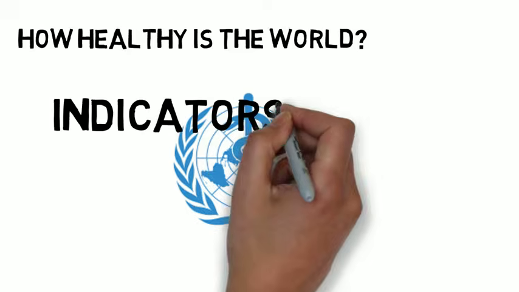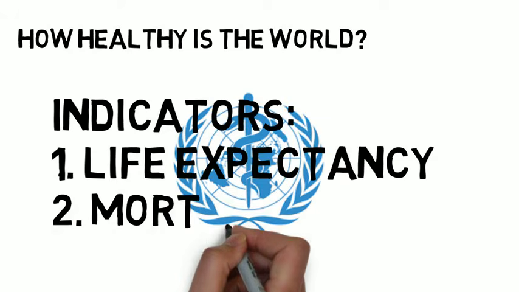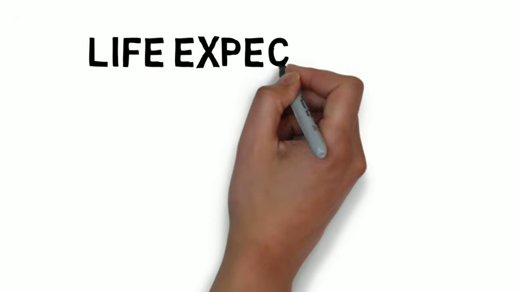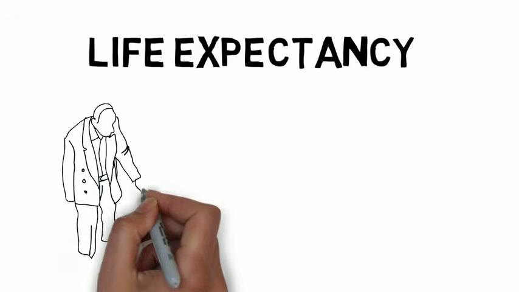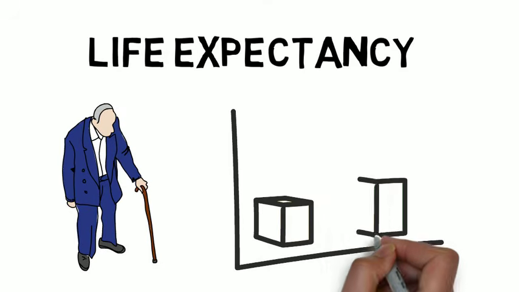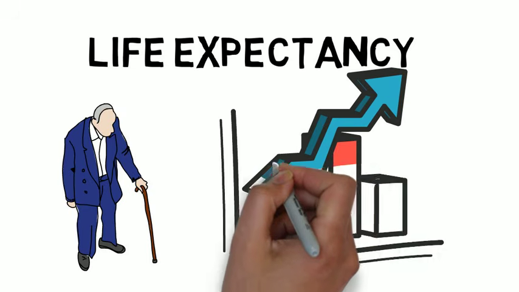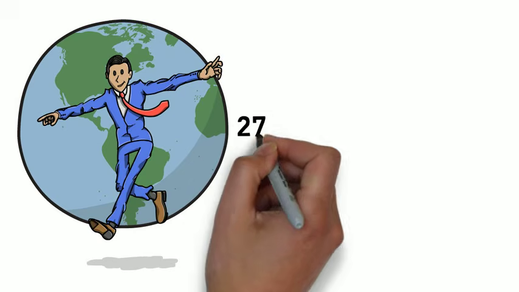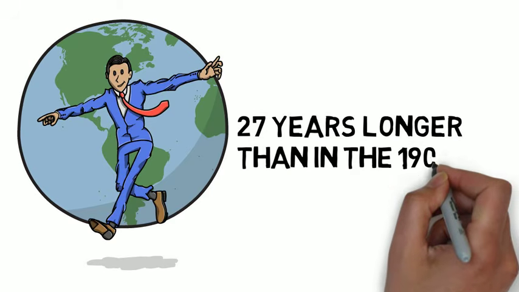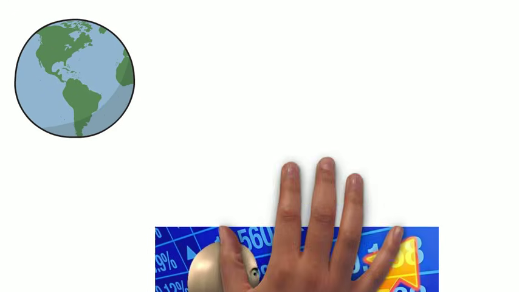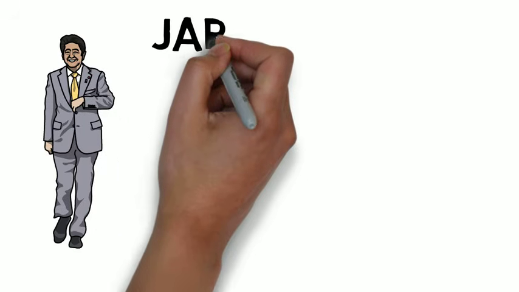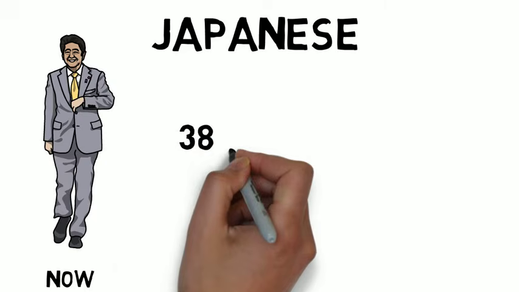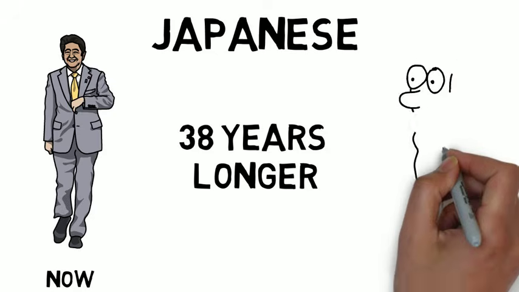The WHO uses two indicators, life expectancy and mortality rates, to assess the health of large populations. Life expectancy is the average age a person is expected to live. Since the beginning of the 20th century, most countries have seen a significant increase in life expectancy. Today, the average global citizen can expect to live 27 years longer than his relatives in the 1900s. Some nations have experienced even more dramatic increases. The average Japanese person, for example, lives 38 years longer than his or her counterpart lived 100 years ago.